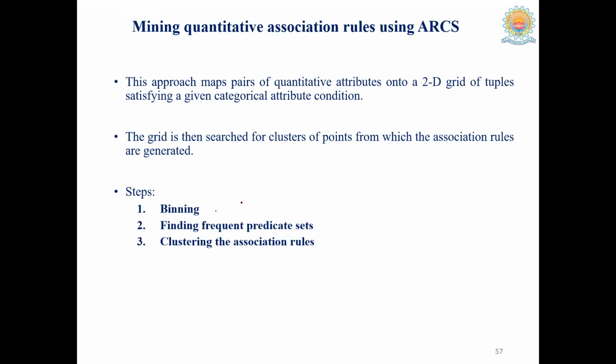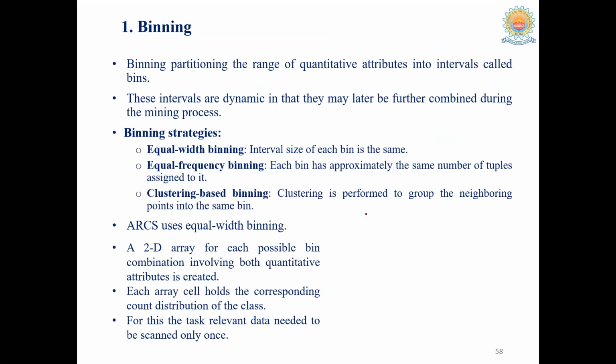The three steps are binning, finding frequent predicates, and clustering the association rules. Coming to the first step, which is binning, here dynamic intervals are made on the quantitative attributes, and these intervals are called bins. Here we have different binning strategies: equal width binning, equal frequency binning, and clustering based binning.